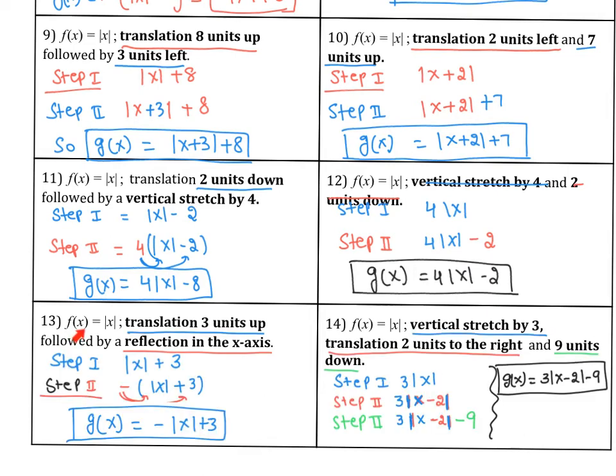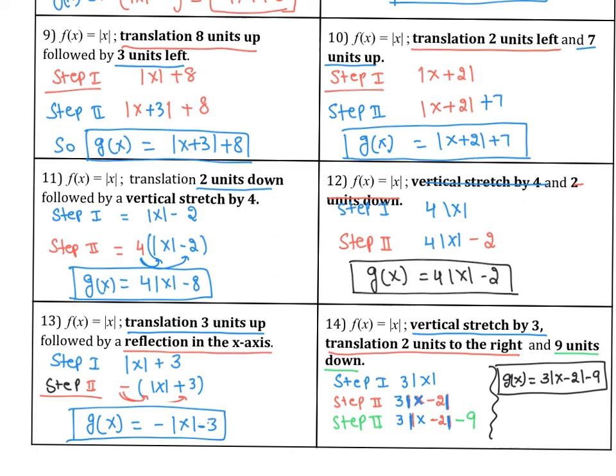Number 13, f(x) equals absolute value x as the parent function. First step is to translate that 3 units up, so plus 3, and then you're going to reflect over the x-axis, which means you multiply the whole function by the negative. So distribute the negative inside, and you're going to get absolute value of negative x, minus 3. So that's your final answer. The next is number 14.